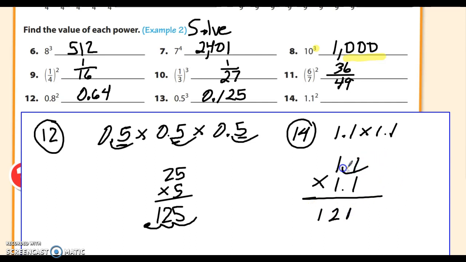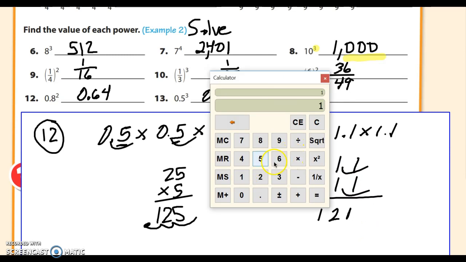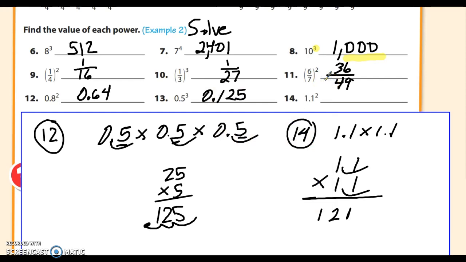Now I'm going to count over 1, 2 spots. And you know what? Is that right? What's 11 times 11? I might have gotten that one wrong. Nope, I didn't. Okay, good. Then we're going to move it over 2 slots. 1, 2. Goes right there. 1 and 21/100ths.